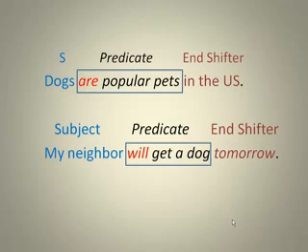My neighbor will get a dog tomorrow. My neighbor is the subject. It was between the two X word places where we put will. Tomorrow is the shifter. Will get a dog is the predicate. The X word is part of the predicate.